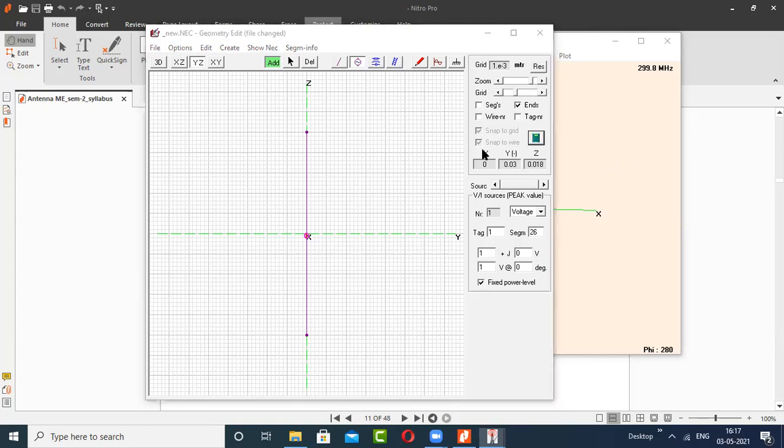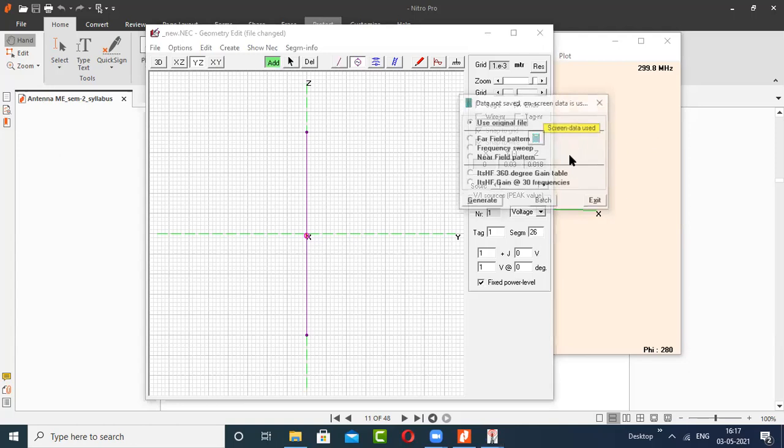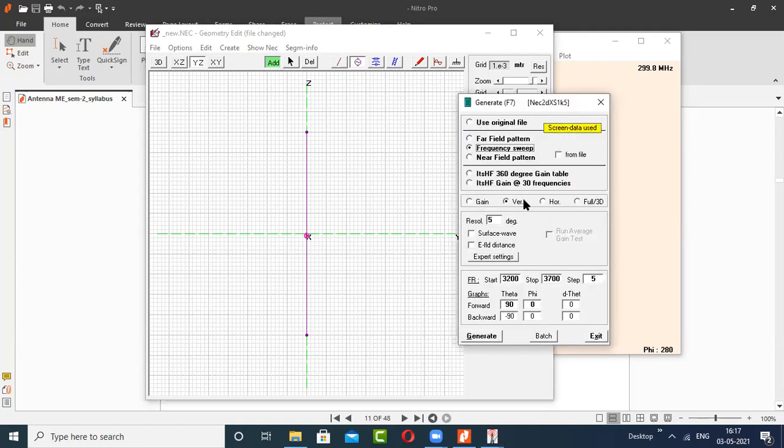Now I will simulate it. Since the thickness, I will not reveal how the thickness is going to influence your antenna. Now I have chosen 3 gigahertz as the center frequency. So I will start from 2900 megahertz to 3100 megahertz, and I will check what happens to the resonant frequency.